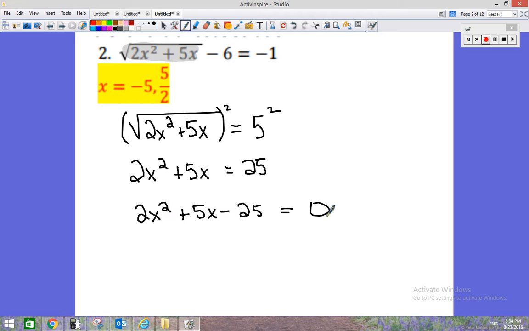If I don't see how to factor this, I can use the quadratic formula. If you have to come over on the side and do your x method, or if you're able to look at it and say, well, 2x times x gets me the x squared, and I need two values that will multiply together to get me negative 25, but add together with a 5x. 2 times 5 is 10, and the 10x minus 5x is 5x. So that's how that factors.